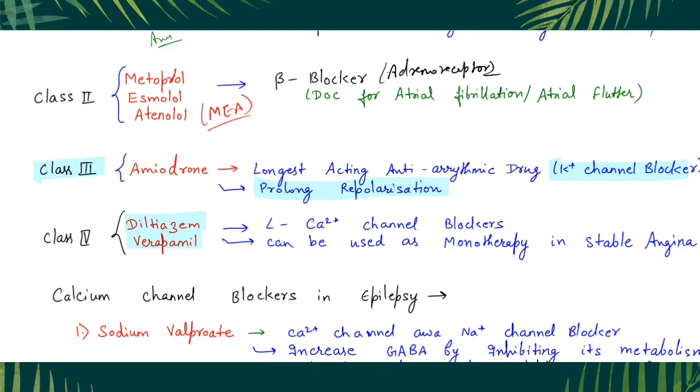Remember, there are two types of calcium channels, L and T. Diltiazem and verapamil block the L-type calcium channels and can be used as monotherapy in case of stable angina. So remember, all these antiarrhythmics, that's enough. Then we have the calcium channel blockers.